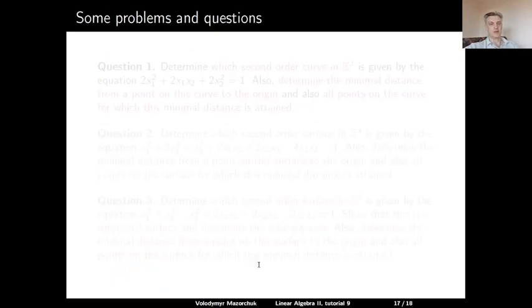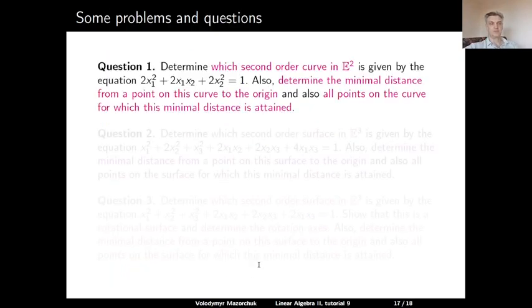Here are some other problems and questions. Question 1. Determine which second-order curve in E2 is given by the equation 2x1 squared plus 2x1x2 plus 2x2 squared is equal to 1. Also, determine the minimal distance from a point on this curve to the origin, and also all points on the curve for which this minimal distance is attained.